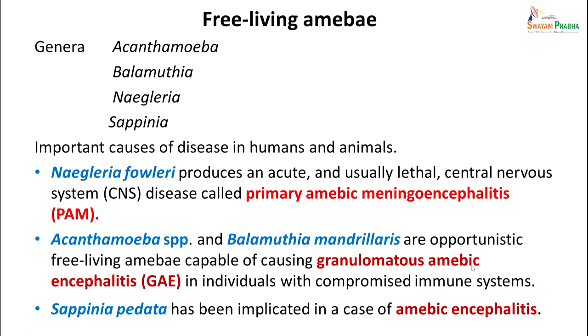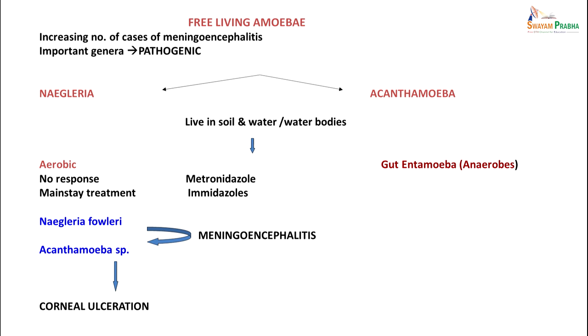Naegleria fowleri produces an acute and usually lethal central nervous system disease called primary amoebic meningoencephalitis. Acanthamoeba species and Balamuthia species are opportunistic free living amoebae, and they are also capable of causing granulomatous amoebic encephalitis, GAE, in individuals with compromised immune systems, while Sappinia pedata has been recently implicated in a case of amoebic encephalitis. Now, they are all free living amoebae, but they are increasingly becoming more common in causing meningoencephalitis. That is, they are important genera which have been seen to be pathogenic.